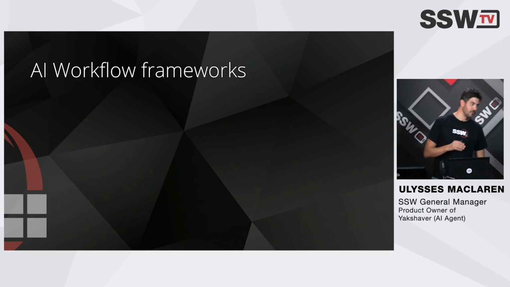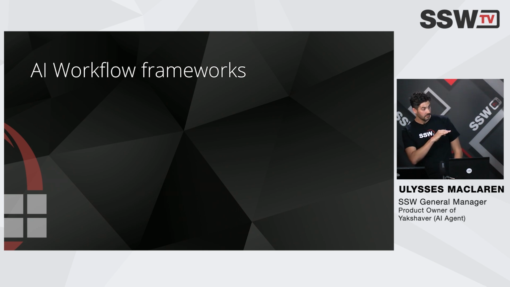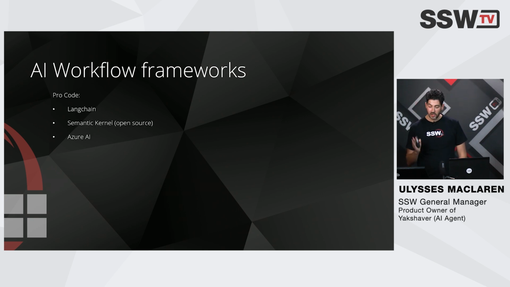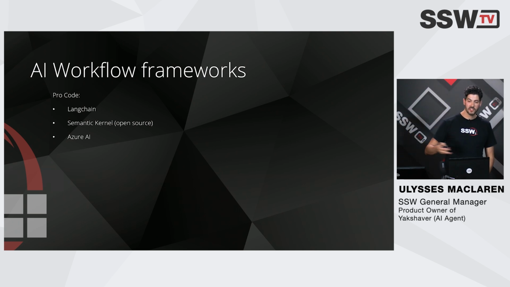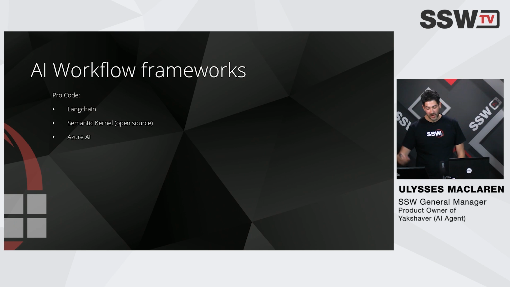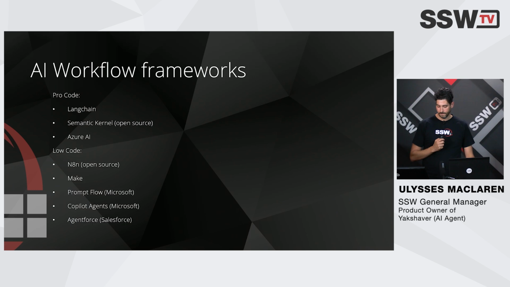There are a few frameworks that you can use for AI-enabled workflows. There's pro code and there's low code. Pro code is for developers, low code is for us. For pro code, you've got LangChain, which was the biggest one and the leader for a long time. Semantic Kernel is now a strong competitor to that. It's from Microsoft and it's open source. At SSW, we use Semantic Kernel a lot. And the whole Azure AI Foundry has a lot of ways to use pretty much all the large language model stuff directly via APIs.